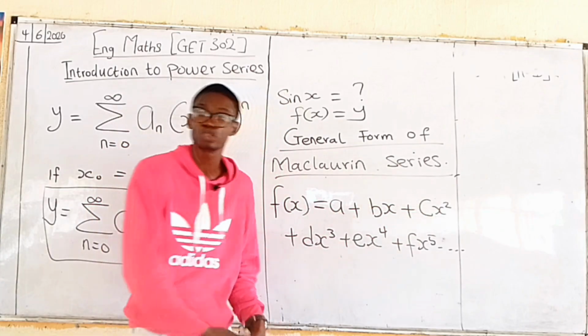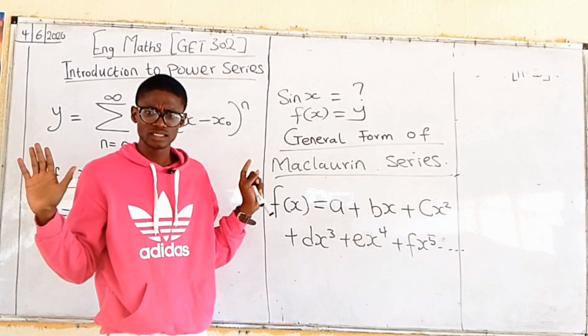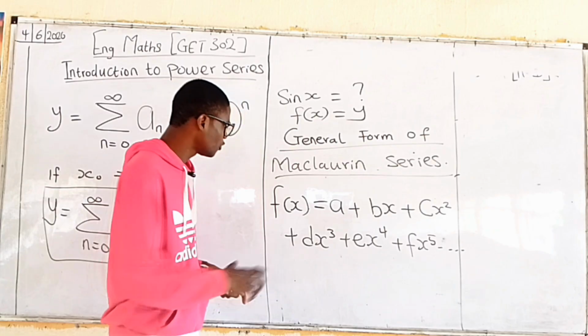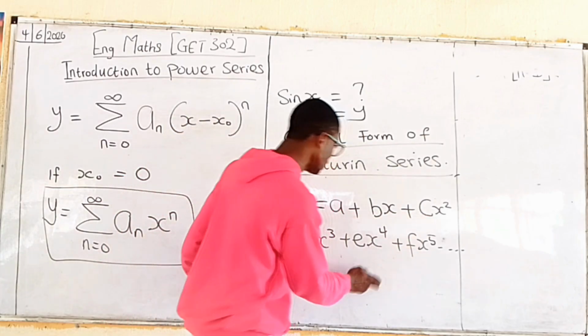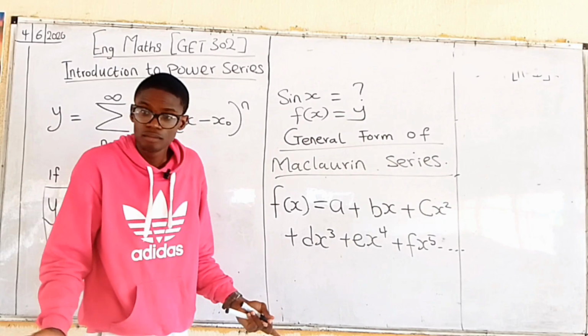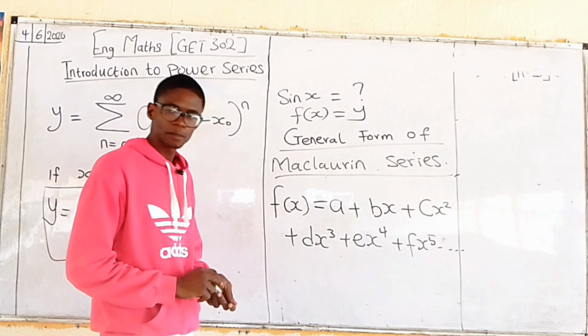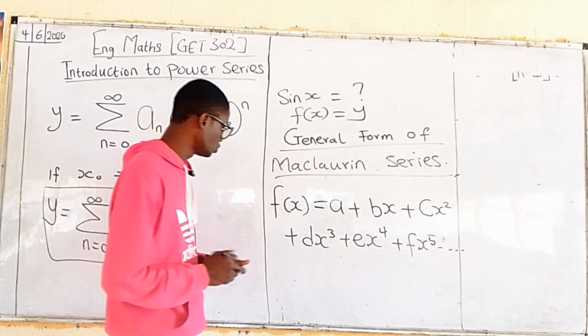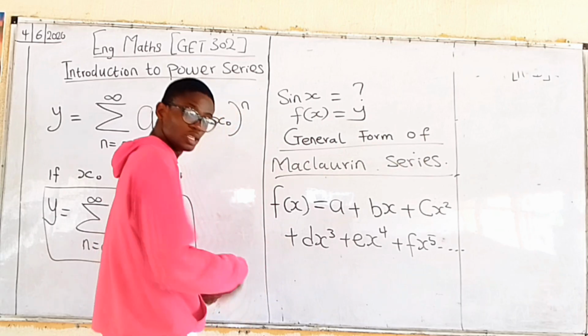This is how it's supposed to look. Do you understand? Now for me to know what my A, B, C, the arbitrary constants, that's what we'll call them, will be, there is one thing I can do. First, for the Maclaurin series, you know you start from 0.